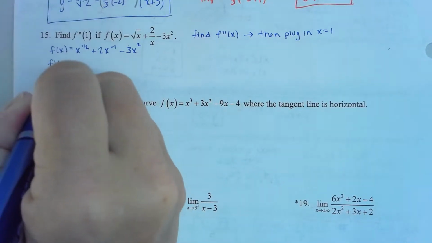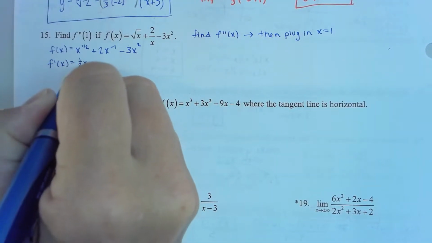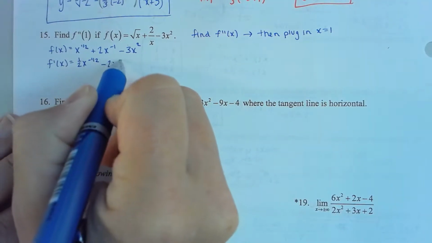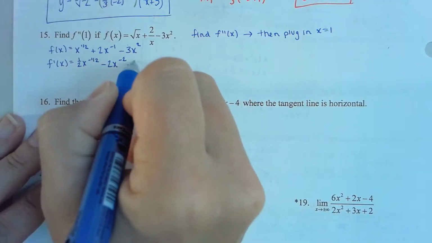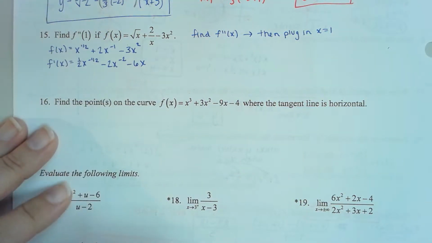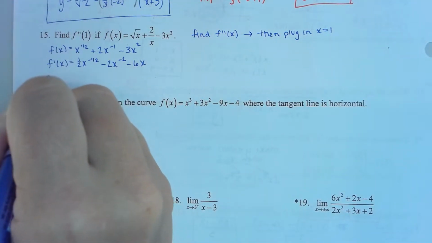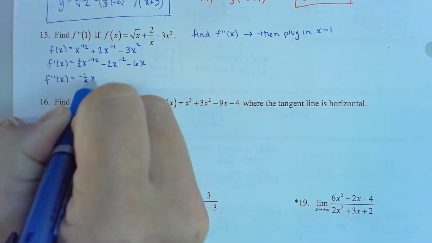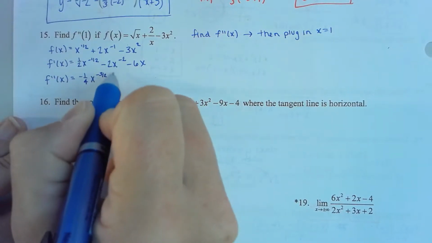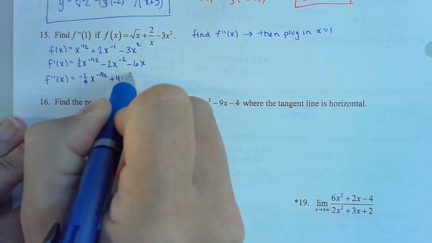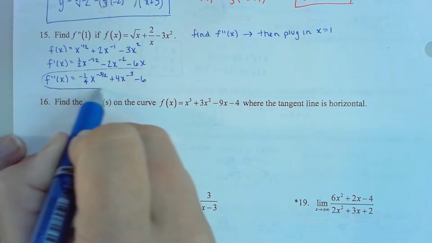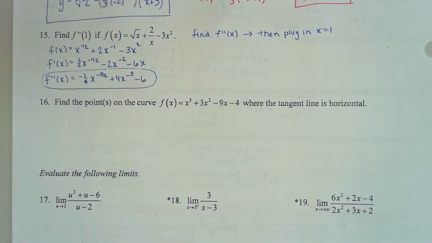So we have f prime of x equals 1/2 x to the negative 1/2 minus 2x to the negative 2 minus 6x. And then I'll keep going. F double prime of x is equal to negative 1/4 x to the negative 3/2 plus 4x to the negative third minus 6. That's not my answer, but I'm going to just put it on hold for a moment.